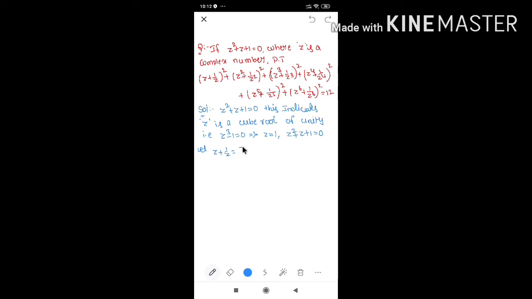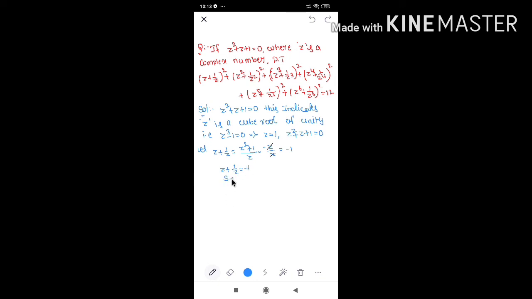Take LCM, z square plus 1 by z. From this condition, we can take z square plus 1 value as minus z. So minus z by z, we can cancel, we'll get minus 1. So we conclude that z plus 1 by z value is minus 1.